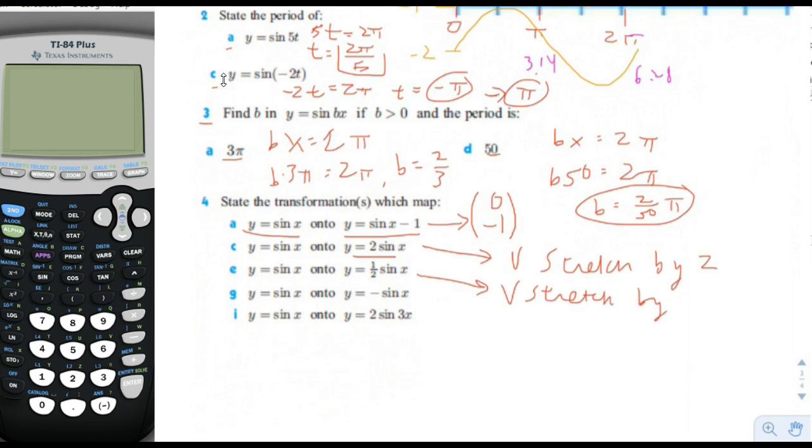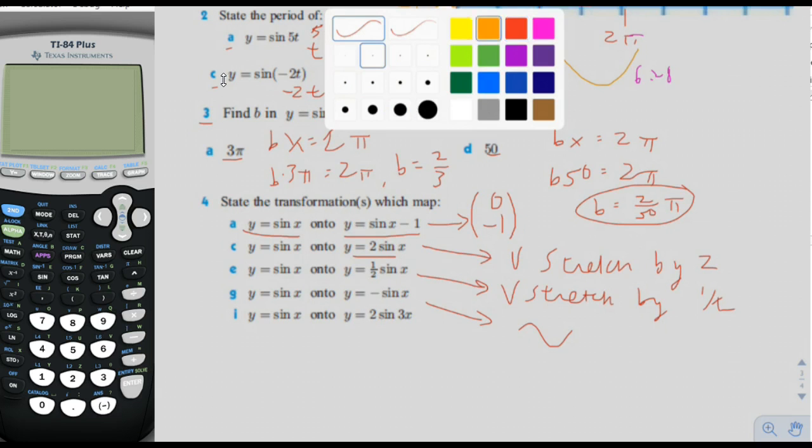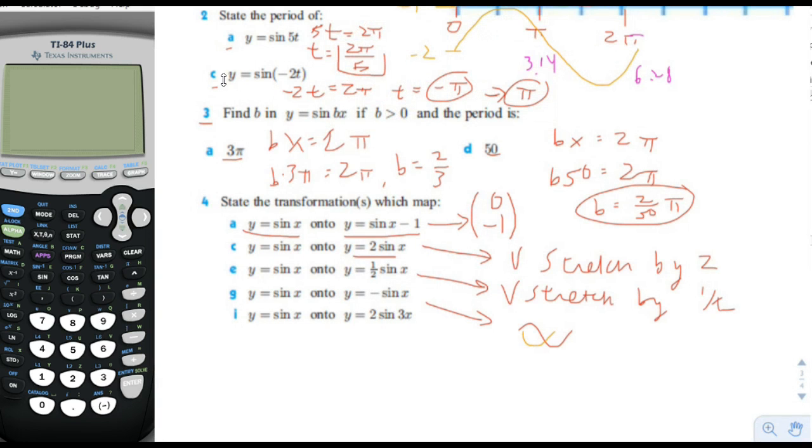Okay, and then this one, sine x turns into negative sine x. You're just kind of flipping it over. So like, for example, this sine wave becomes this one. Okay, so that would just be like what they call a reflection about the x-axis.